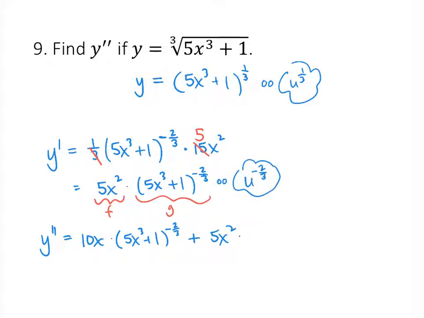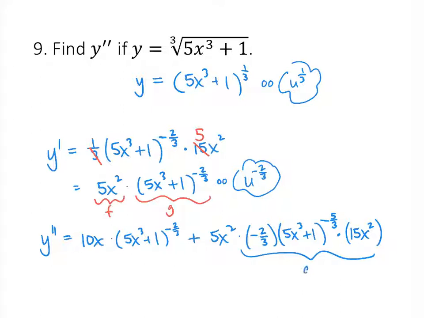And again, I can use my power rule for those weird fractional exponents. So how does my power rule work? Well, I bring my power down, negative 2/3, times u, 5x cubed plus 1, and now I'm going to subtract 1 from that exponent. When I take negative 2/3 and subtract 1, what I end up with is negative 5/3. But then I also have to multiply by the derivative of u using the chain rule, which means I need to multiply by 15x squared. So all of this here, that was my g prime. So this was f prime, this was g, this was f, and that was g prime, using my product rule.